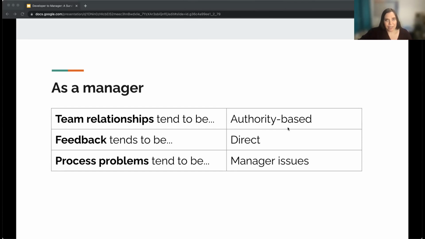And secondly, if you have an issue with someone's work, you need to be telling them firmly but empathetically, but very directly. And finally, the process problems are still manager issues, but now they're your problem. So because of all these changes, you need to find ways to communicate with your new direct reports, especially if they used to be your peers.